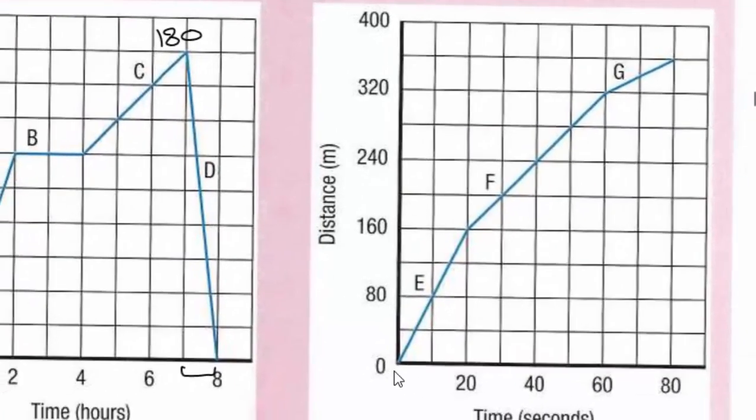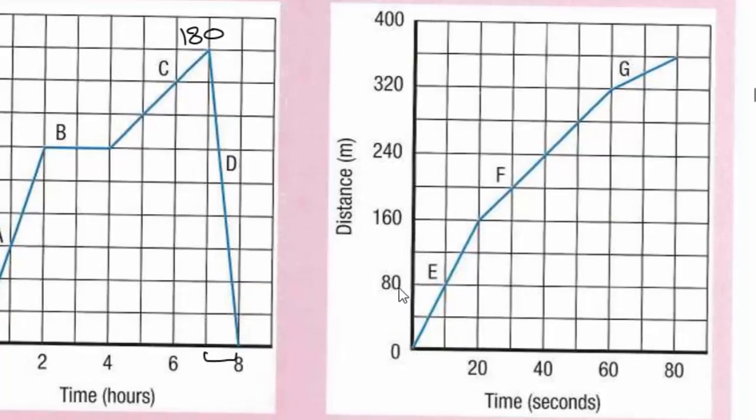Now part E, from 0 to 160, the distance is in meters here, and the time is in seconds. The question doesn't mention that we need to work out only in kilometers per hour. We just have to work out the speed. Then here, the speed is 160 divided by 20, which is equal to 8, then we can say speed of part E is 8 meters per second.